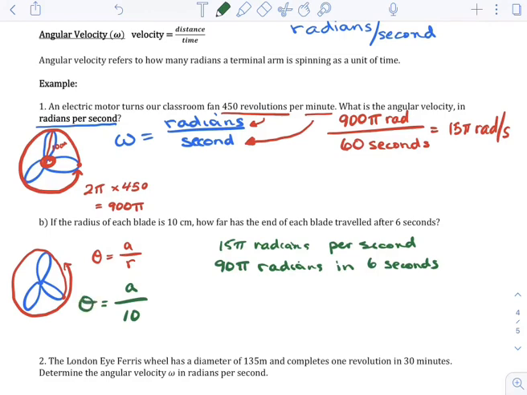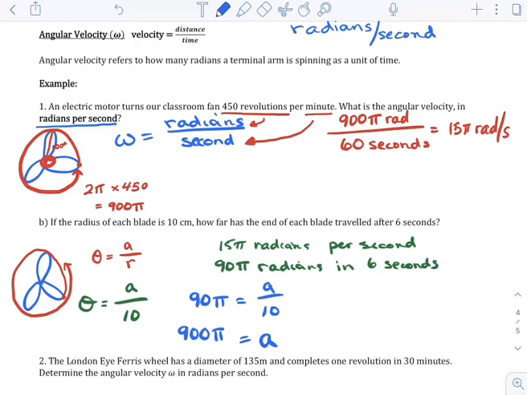So I can put that into the formula, because that was our unknown over on the right. Let's put that in the formula and we'll solve for that arc length. So our radians was 90 pi is equal to A over 10. If I multiply both sides by 10, I know that the arc length that the blade has traveled is 900 pi.